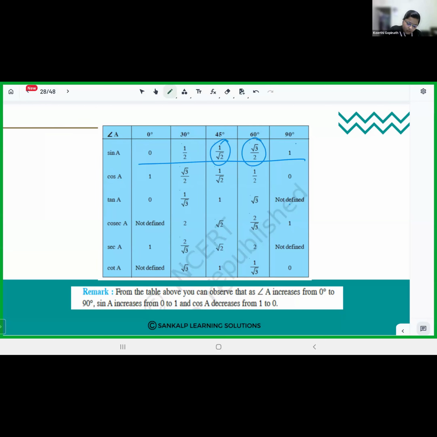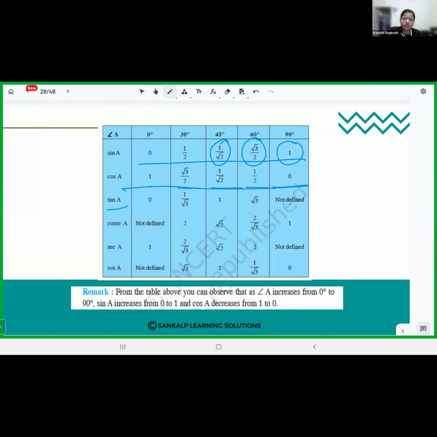Okay, and you can see that cos A is decreasing from 1 to 0. As theta increases, the value is decreasing from 1 to 0. So cos 0 is 1, cos 30 is root 3 by 2, cos 45 is 1 by root 2, cos 60 is 1 by 2, and cos 90 is 0.